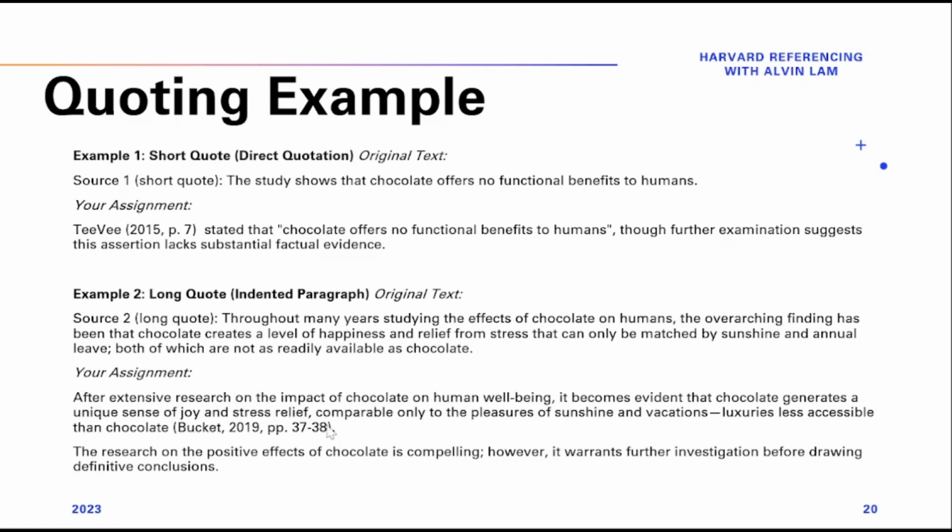after the first paragraph. And in fact, in this example, there are 2 paragraphs, followed by "the research on the positive effect of chocolate is compelling." So it's quite clear that these 2 paragraphs are related, and they are actually from this source called Bucket. Bucket is the author's name, 2019 is the year, and these are from the page range, PP for page range, from page 37 to page 38. And remember that when you do a citation for this, you will have an open bracket and a close bracket before the full stop of the paragraph or the sentence.